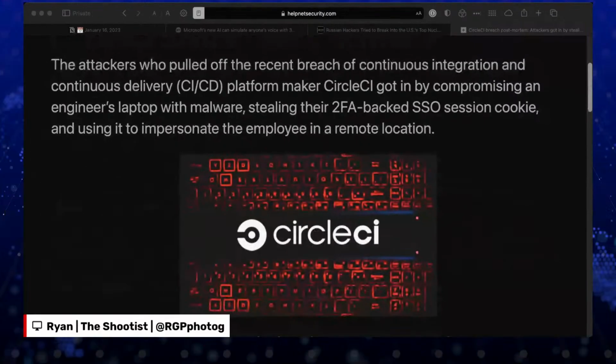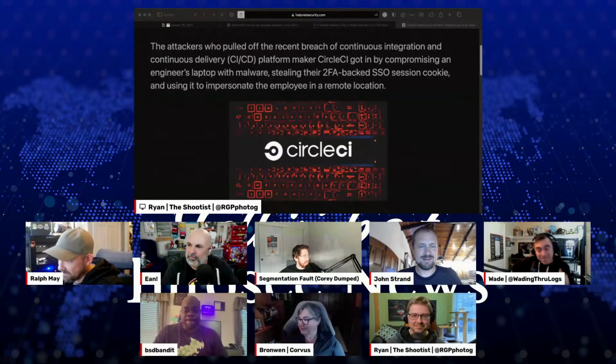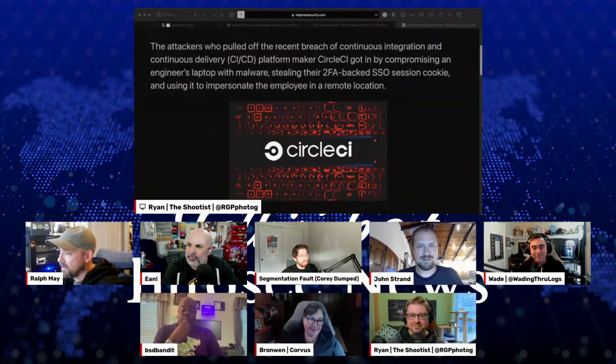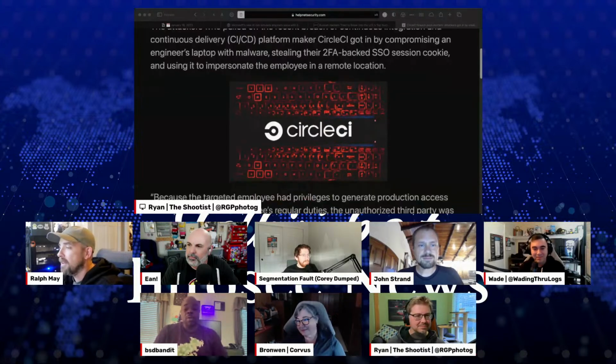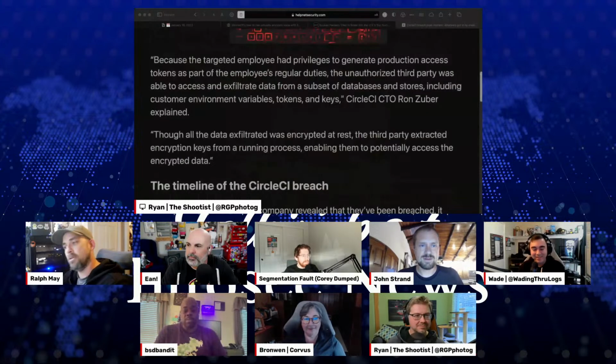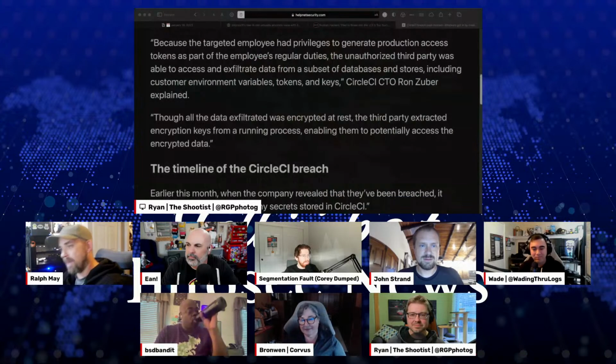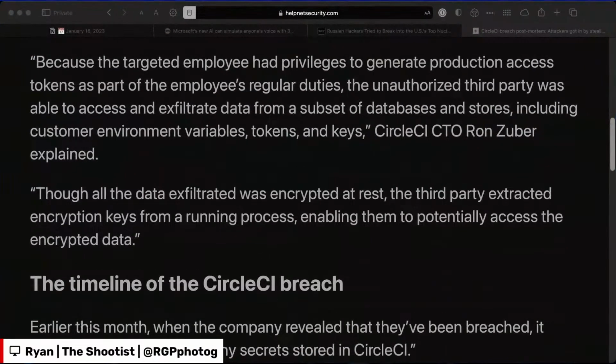So what actually happened? Here we go. What happened? Yeah, the developer got phished. We're not exactly sure how he got phished. It doesn't really matter. They compromised his host. They used his session tokens so that they could bypass two-factor and exfiltrated everything after that, right?